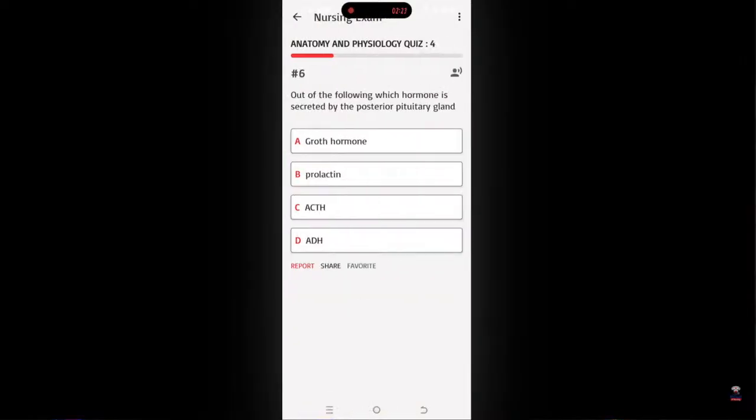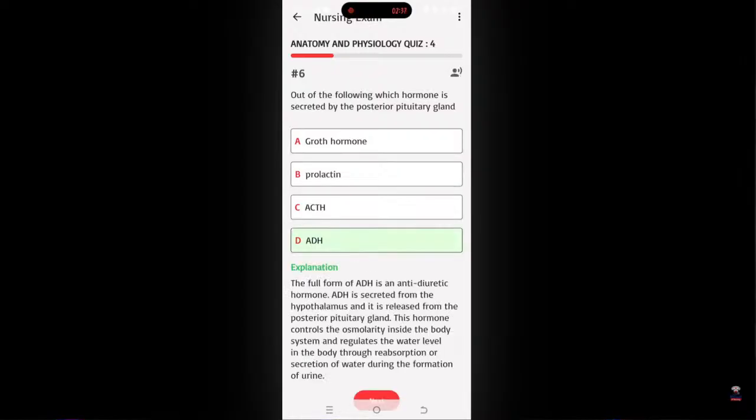Out of the following, which hormone is secreted by the posterior pituitary gland? A. Growth hormone, B. Prolactin, C. ACTH, D. ADH. Correct answer. The full form of ADH is an antidiuretic hormone.